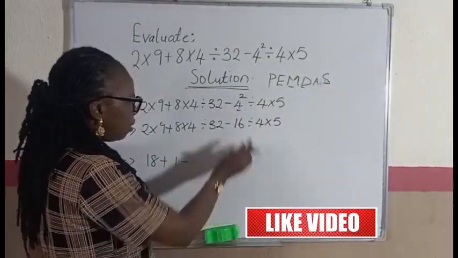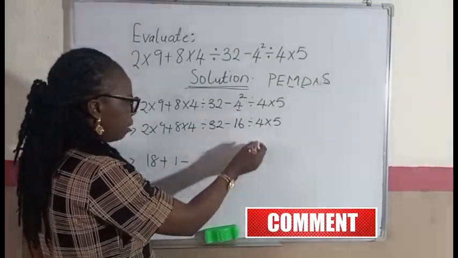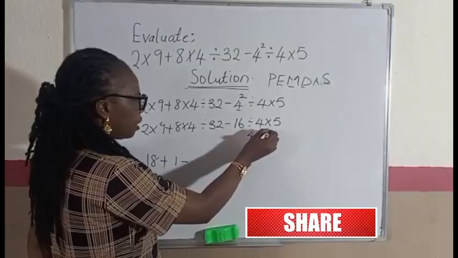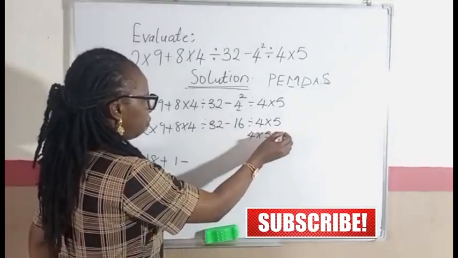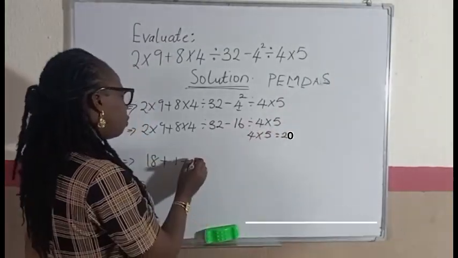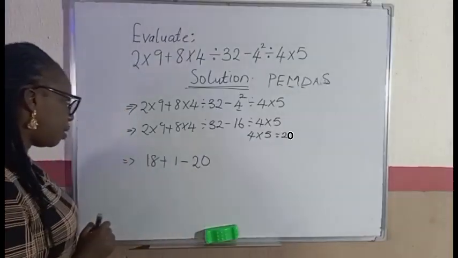Okay, this becomes 16 divided by 4, which is 4. You have 4 times 5. 4 times 5, we have 20. This expression is 20. So we have 20 here.